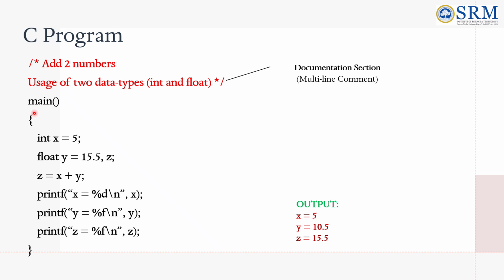Here, above the main function, you could notice two lines which start with slash asterisk and end with asterisk slash. This is known as multi-line comment. They are again added for readability and understandability purpose. You can have any number of lines within this section. This section is known as documentation section.